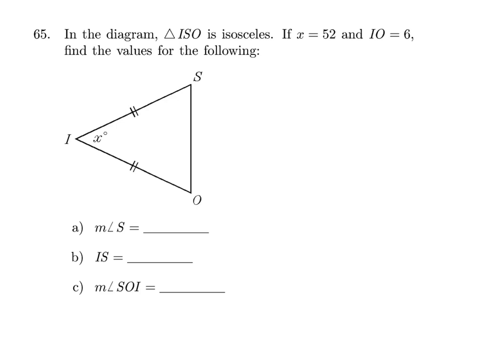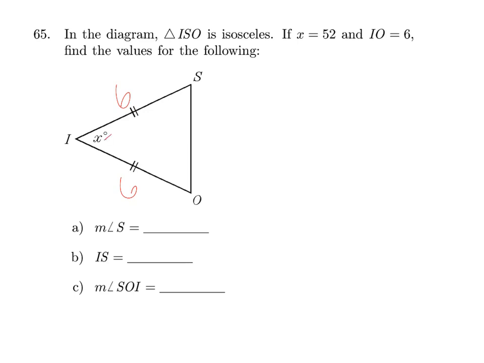All right, in the diagram, ISO is isosceles. And they tell you which sides are congruent. If x is equal to 52 and IO is 6, the length of the congruent sides is 6. Find the values for the following.